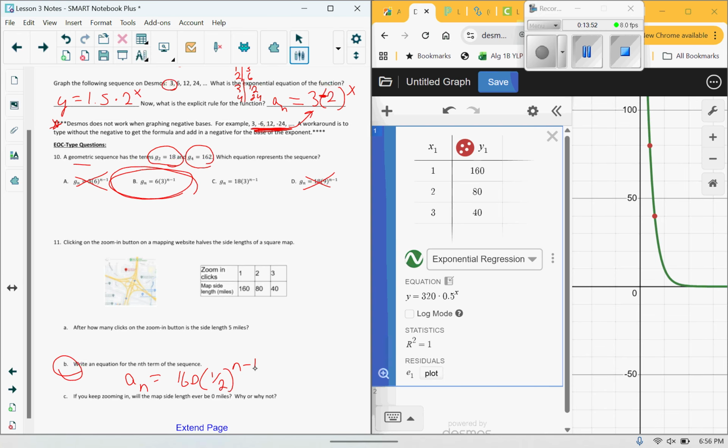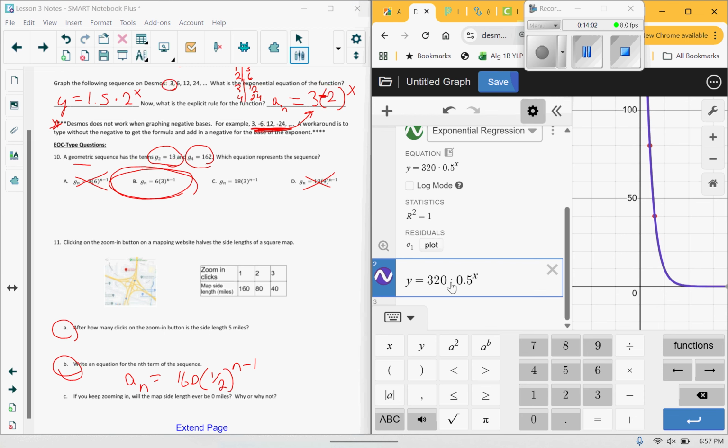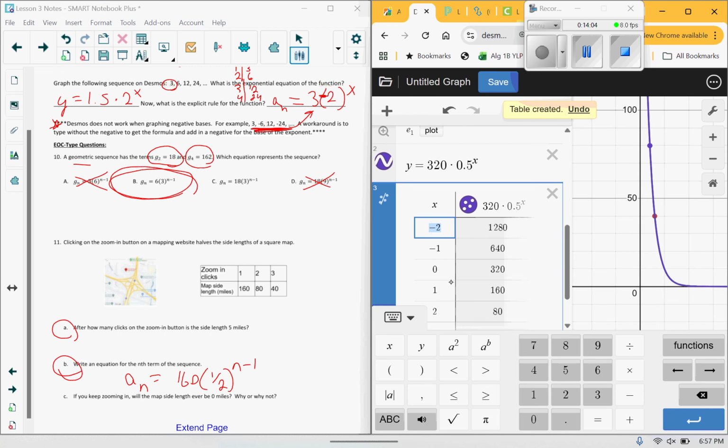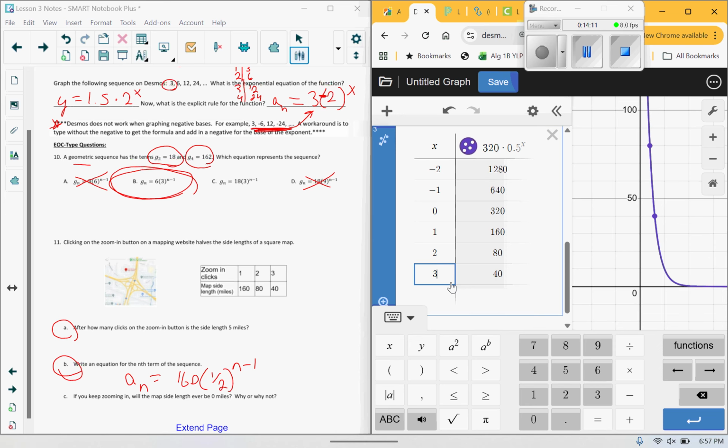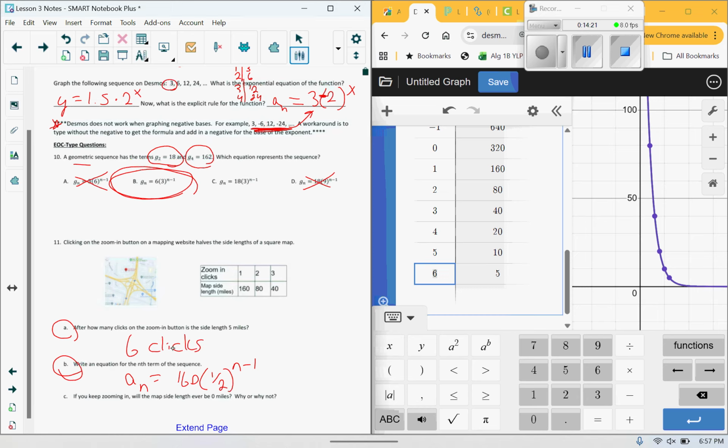Okay, how many clicks on the zoom in button? So I'm on A. How many clicks on the zoom in button is a side length of 5 miles? I'm going to tell you this is what I would do. This is kind of a cheater way. I'm going to go ahead and find that table, and because I want the y value to be 5 and I just don't know, I'm going to keep hitting enter until I get down to 5. Right there. So at 6 clicks, that's going to give me 5 miles.